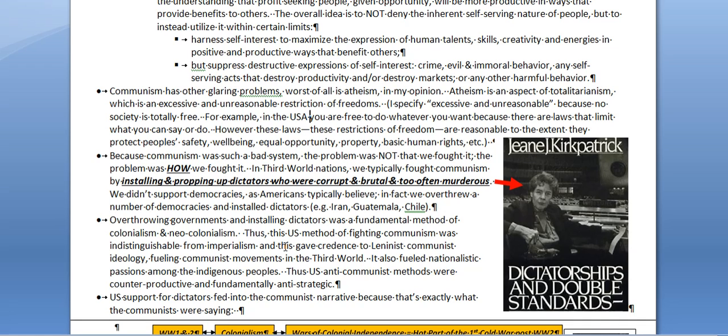And this gave credence to Leninist communist ideology, fueling communist movements in the Third World. You know how the commies were all saying, "Oh, you imperialists, you capitalist imperialists." Well, hell, we were. Don't give me any shit. That's exactly what the Western world was doing. That's exactly what these old colonial nations were doing: France, Britain, Belgium, whatever.